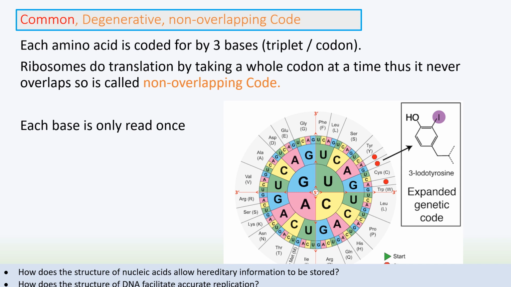And then we've got the further bit, which is that the code is non-overlapping. What this means is it always is coded for by 3 bases. So every 3 bases in the DNA sequence codes for 1 amino acid, and the ribosomes will read the sequence 3 bases, or 1 codon, at a time. So it never overlaps. So we call it a non-overlapping code, and each base is only read once.